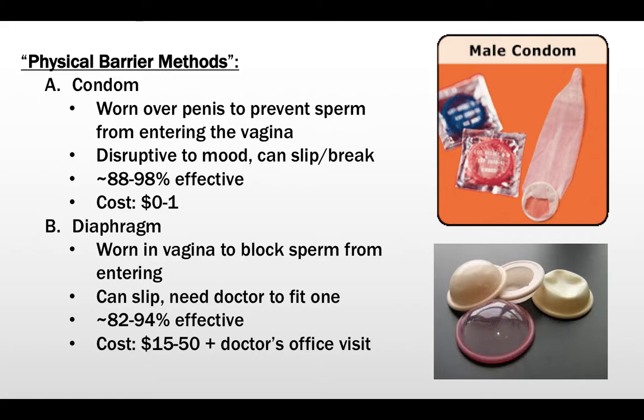All right, what if we just put a physical barrier up? Just put it up between the penis and the vagina. That way the sperm can never get there. Great. There's a male and female option. The male condom is the latex one. I'm sure you've seen them. They're worn over the penis to prevent sperm from entering the vagina.